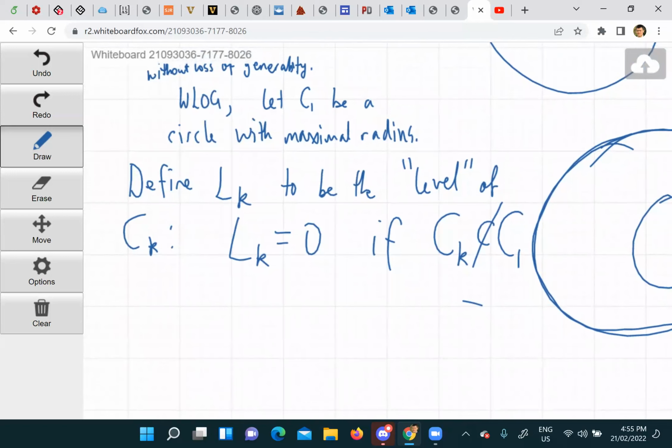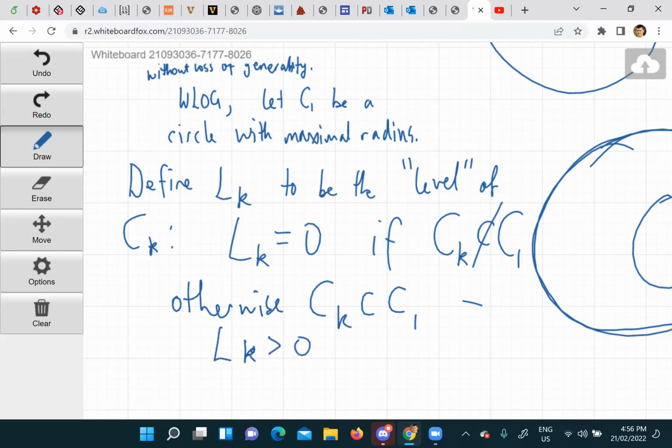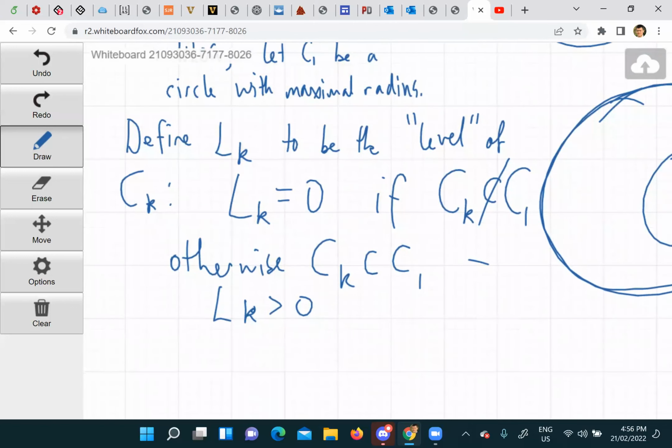Okay. Does that make sense? So LK is 0 if it's not in C1. Otherwise, CK is in C1, and LK is going to be a positive integer, equal to the length of the longest chain.